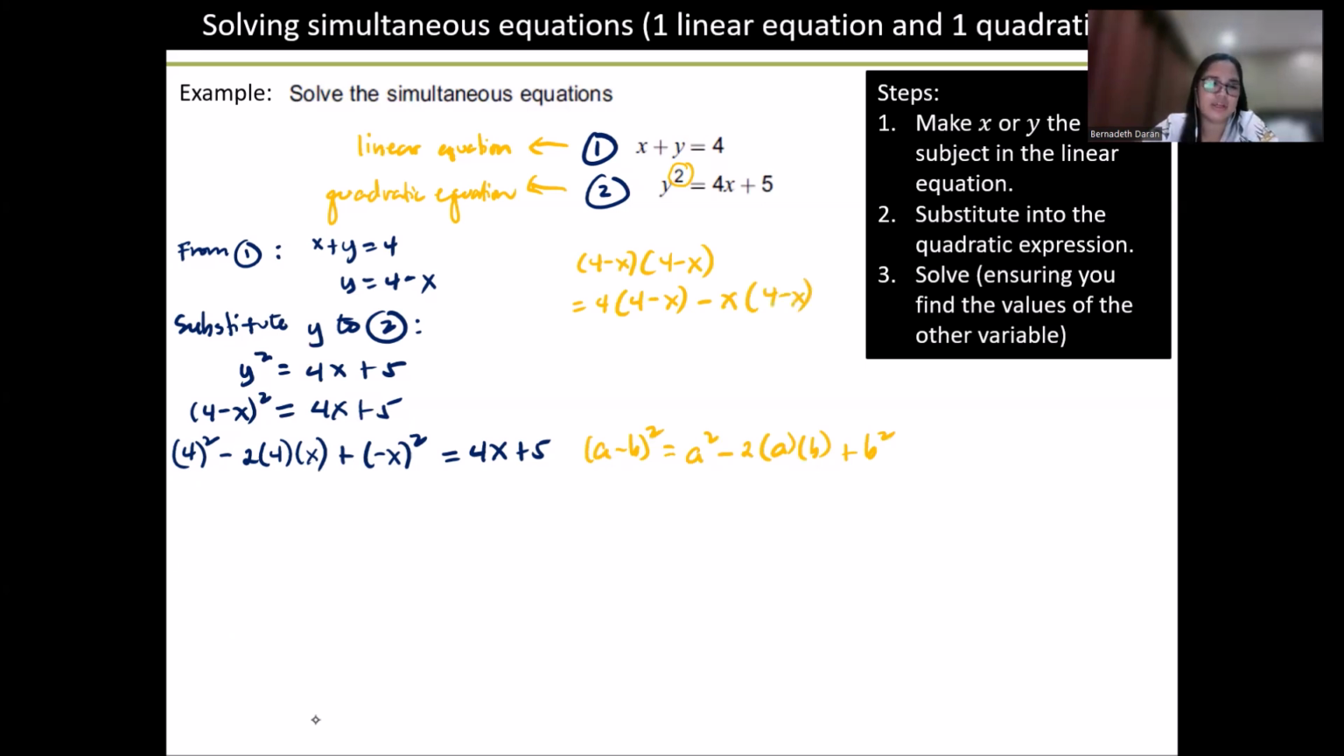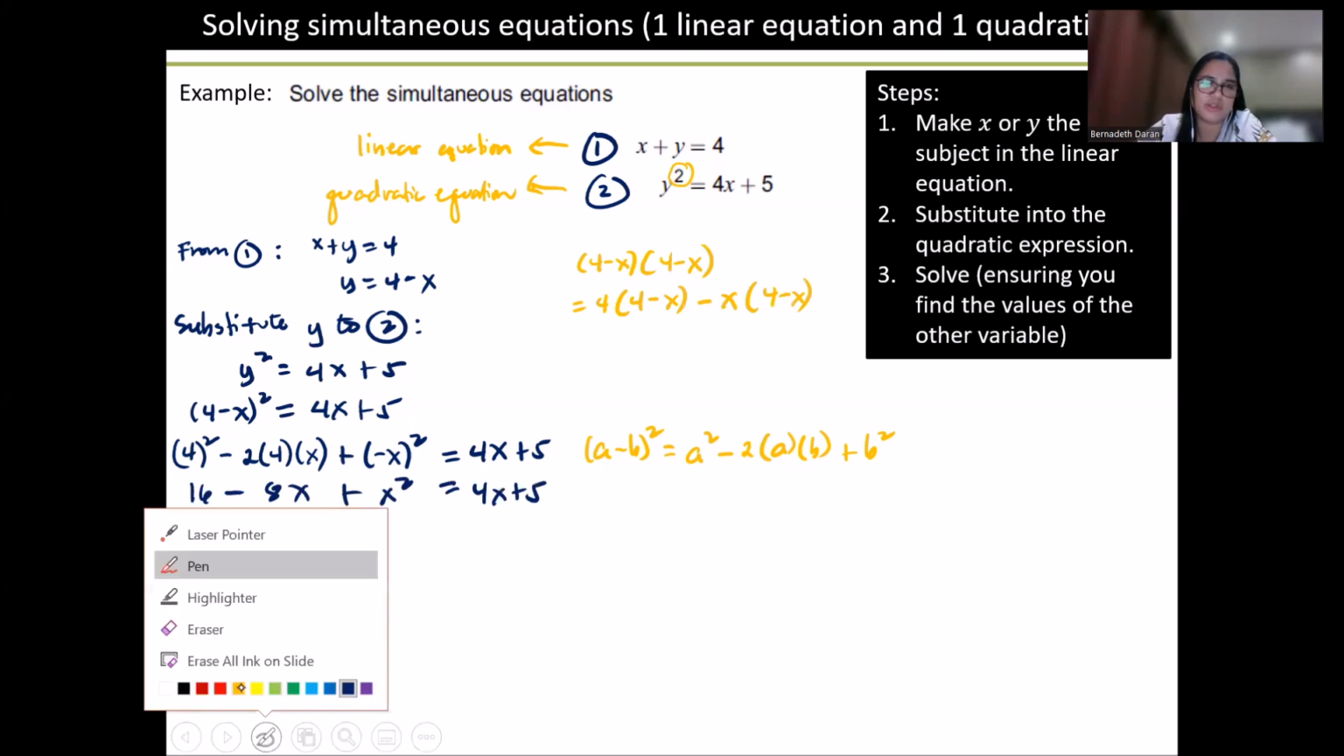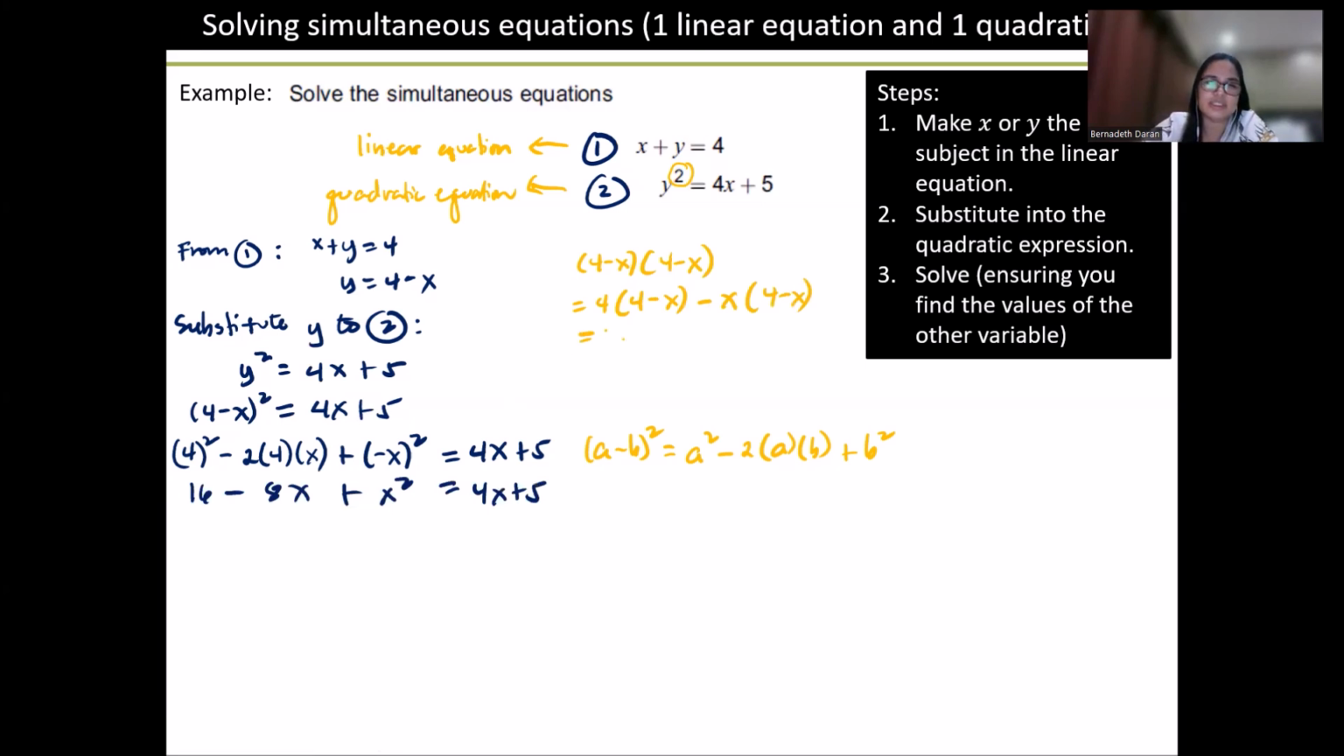Okay, now let's try to solve this one. So this is 16 minus 8x plus x squared is equal to 4x plus 5. Now let's try to solve this one. This is 16 minus 4x minus 4x plus x squared. So that is 16 minus 8x plus x squared. So as you can see, they are the same.